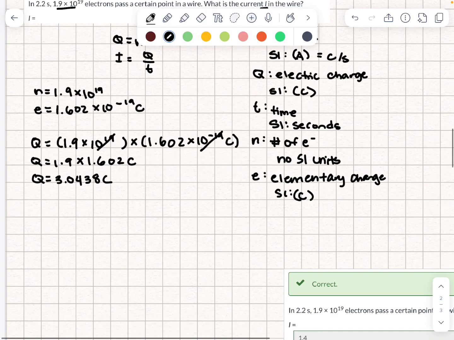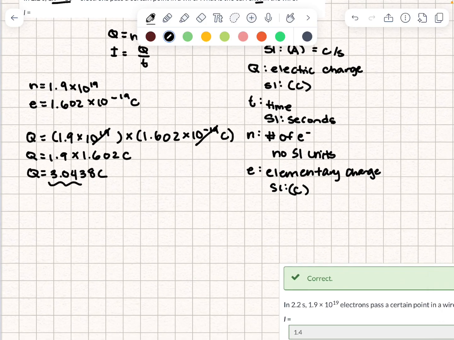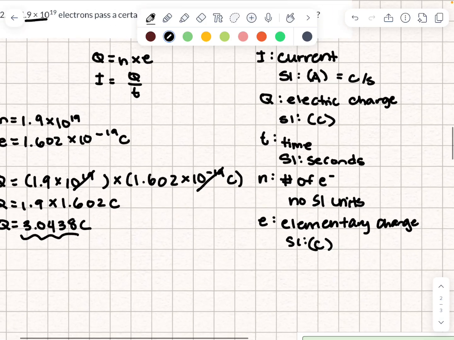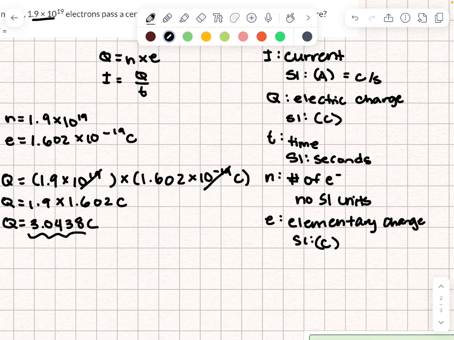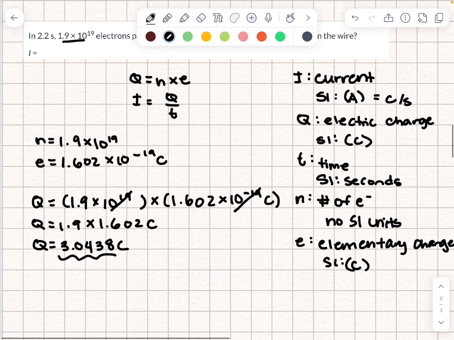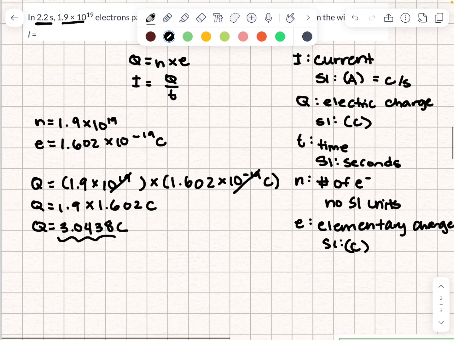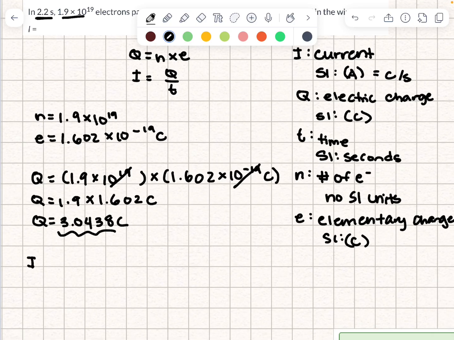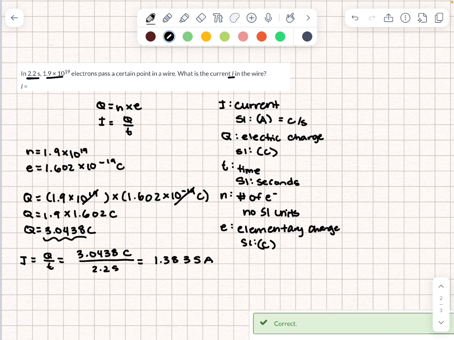Alright, and then for our second step, now that we have this, we have to calculate the current, which is I. So we have to substitute the total charge that we just found here, and the given time, which is 2.2 seconds. So let's plug that into our other equation, Q over time, which equals 3.0438 coulombs over our time, 2.2 seconds. And I equals 1.3835 amperes.